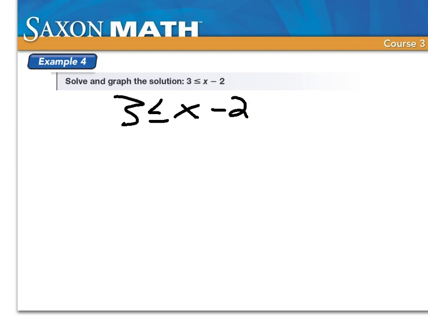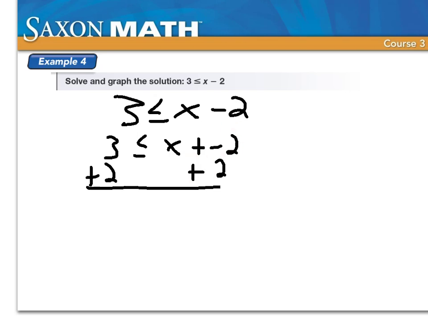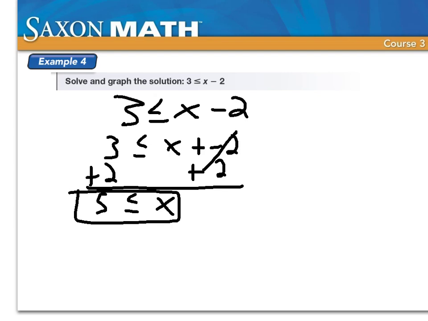But first thing we need to notice is we have subtraction, so we should know that we always change subtraction to addition. And now I'm going to try to get my x term by itself. So I need to get rid of the negative 2's with positive 2's on each side. Because negative 2 plus positive 2 cancels, leaves me with x's over here. I'm going to keep the sign looking just like it is. And 3 plus 2 is 5. Alright? So, here is my inequality. Alright? And I need to graph this.